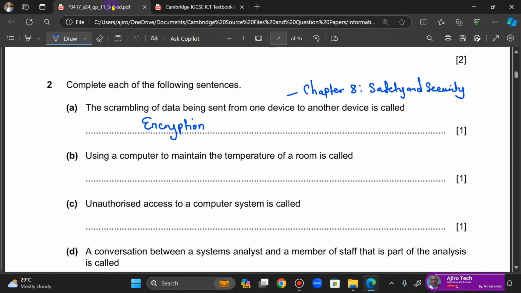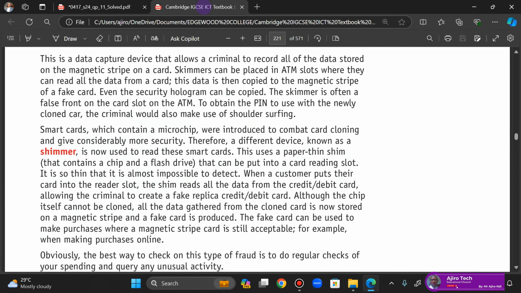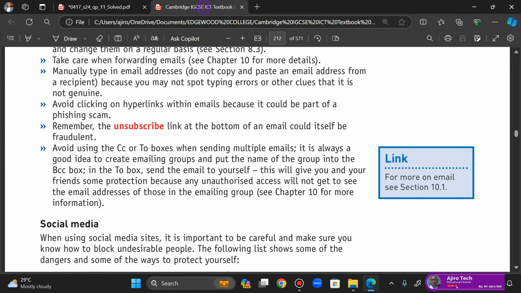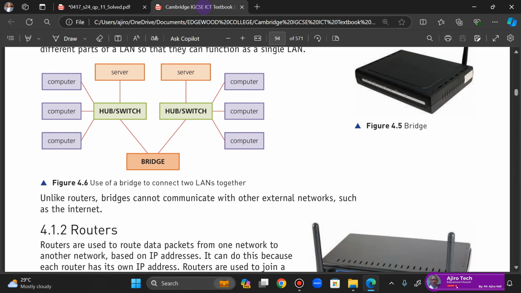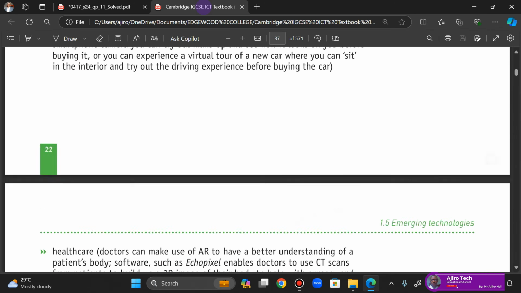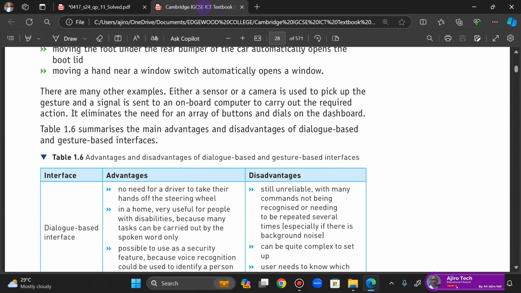Using a computer to maintain the temperature of a room is called... Now this is very important, and I will show you where you see it. You see this in chapter 1. I know it seems tricky, but you see it in chapter 1, under the types of application software. That's where you see this.